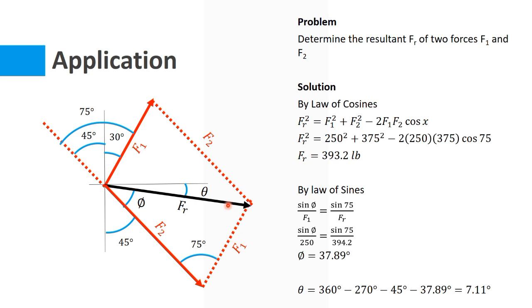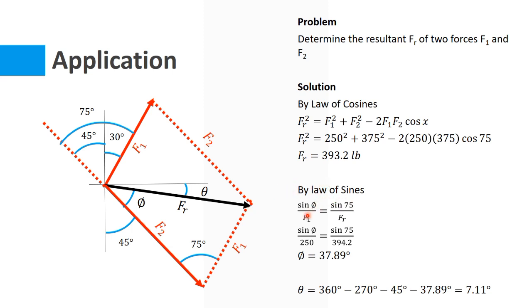Now we have to find the direction of the force, because in the previous lecture we discussed that force is a vector quantity, and in order to define a force completely, we have to define its magnitude, its direction, and its point of application. So we have found the magnitude, which is 393.2 pounds, and now we have to find the direction. We can easily do it by using the law of sines.